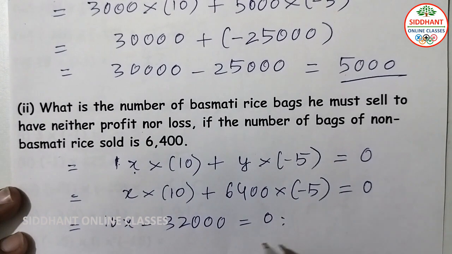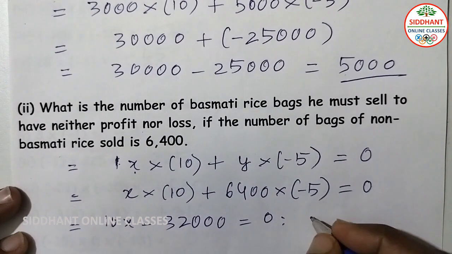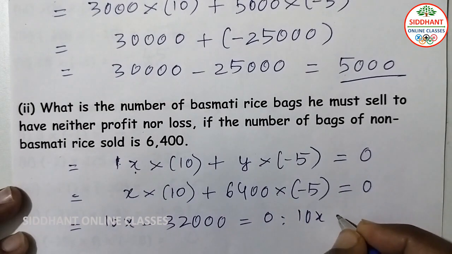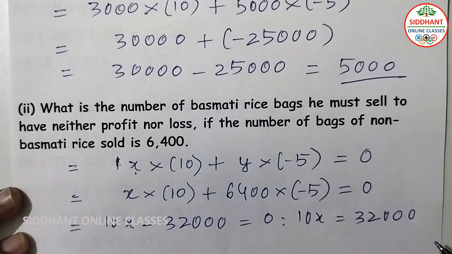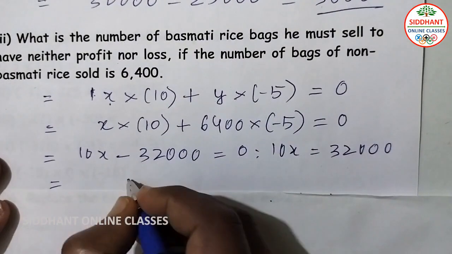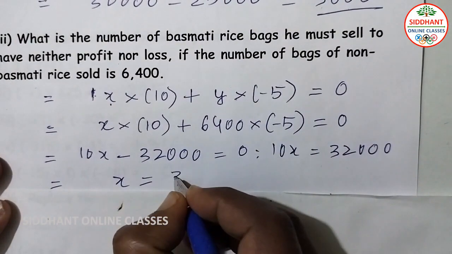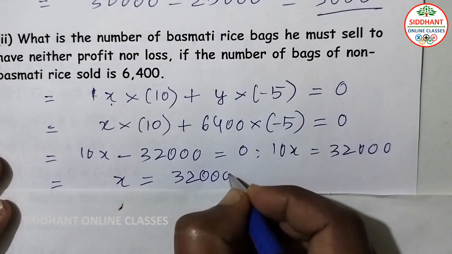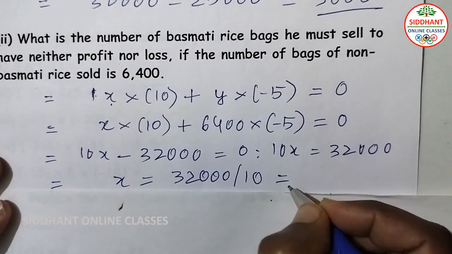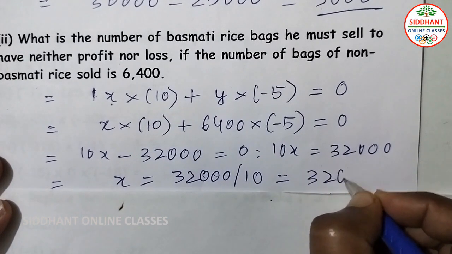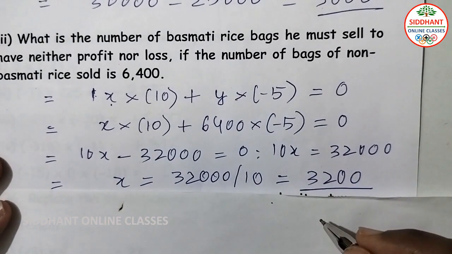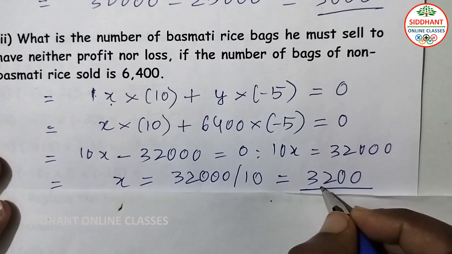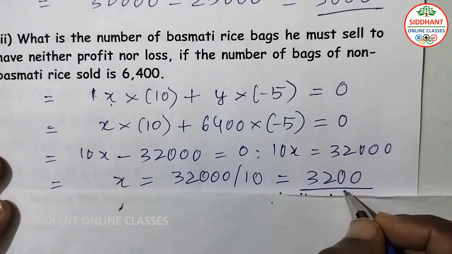So now 10x is equal to 32,000. So x is equal to 32,000 by 10, that will be 3200 answer. So the number of basmati rice bags that should be sold will be 3200 in order to get no loss, no profit.